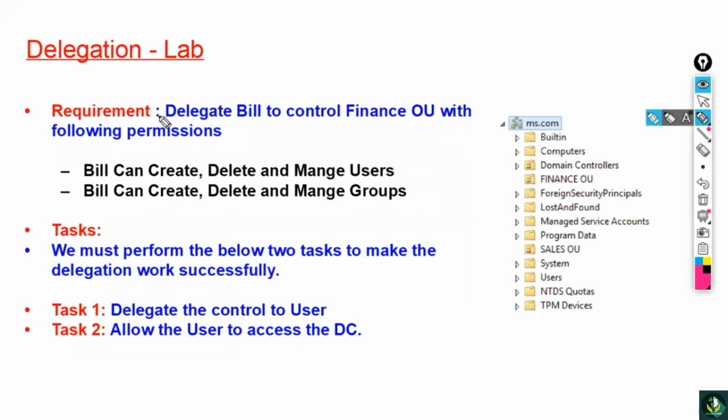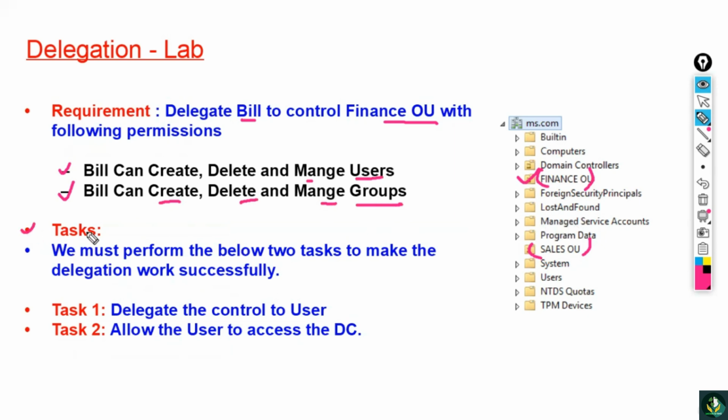Then our requirement is to delegate Bill to control the finance OU. Bill should control only finance OU, so he can't access the other OUs. What he can do with finance OU, Bill can create, delete, and manage users, and Bill can create, delete, and manage groups.